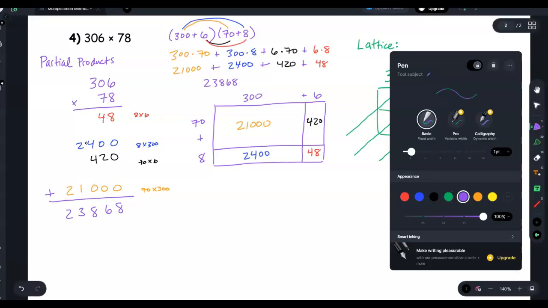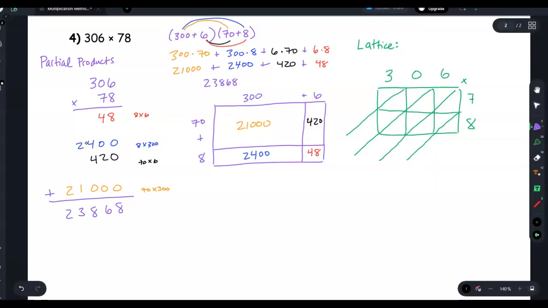And let's go ahead and do the multiplication. 3 times 7 is 21. 0 times 7 is 0, which means I'm going to put zeros in both of those boxes. 6 times 7 is 42. 3 times 8 is 24. 0 times 8 is 0. Again, I'll put zeros in both boxes. 6 times 8 is 48.